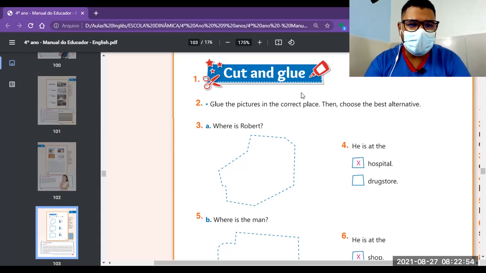So let's go and let's try to do it. Cut and glue. Glue the pictures in the correct place, then choose the best alternative, right? Where's Roberto? Where is Roberto?